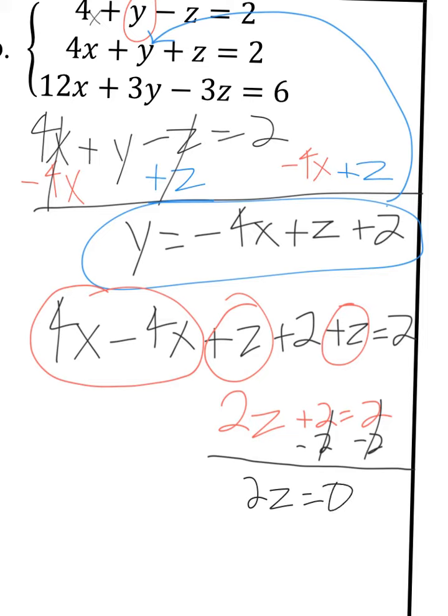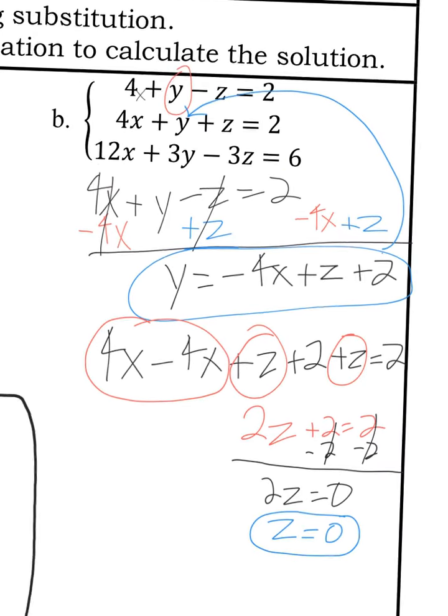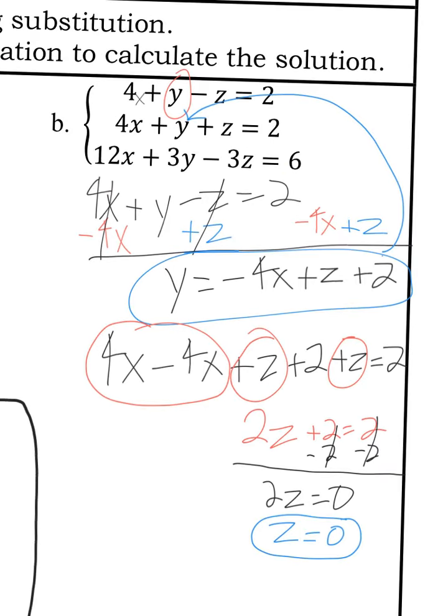So if 2 times z is 0, then z must equal 0, because 0 divided by 2 is 0. Okay, so you have z equals 0. Plug it back into one of your equations. Let's go and plug it into the third equation.